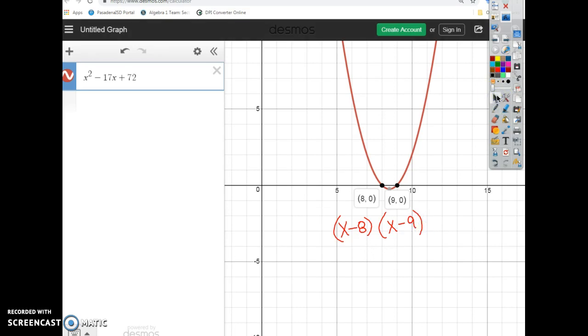Go ahead and finish the rest of the paper. If you need to use Desmos, use Desmos. If you can do it by hand, okay, try to do it by hand.